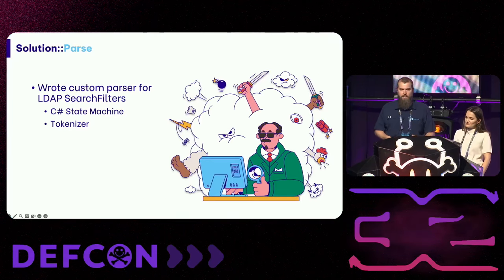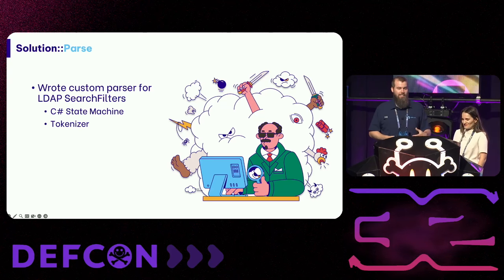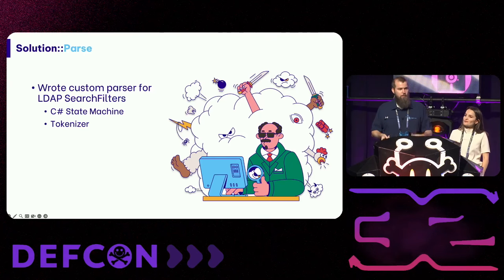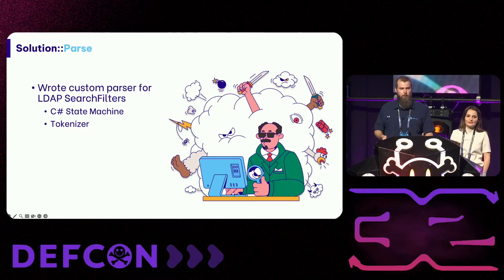From a parsing perspective, when we started this research, there was no parser for LDAP search filters. And so we naively said, let's just build a parser. How hard could it be? To be honest, that was over half of the research, but it was one of the most interesting and fulfilling parts of this. And so we wrote a C# state machine parser to firstly do tokenization.